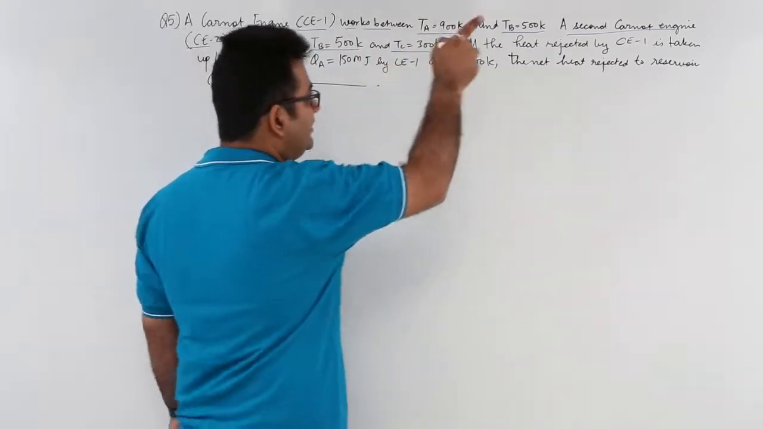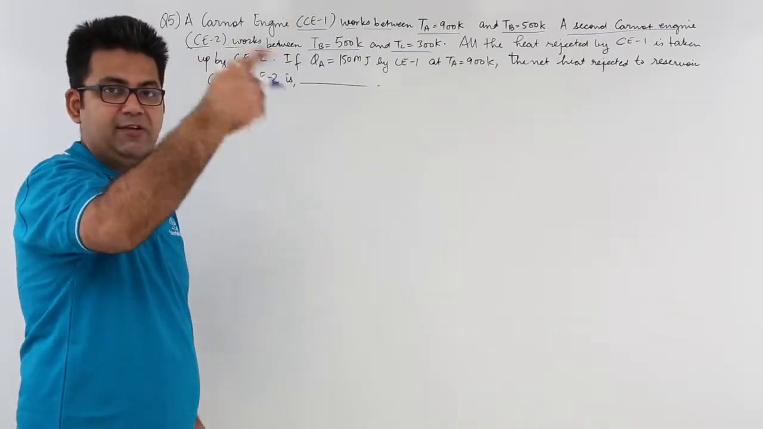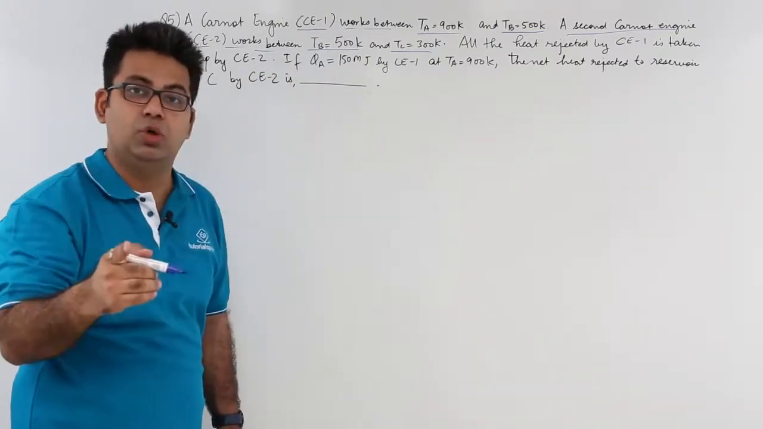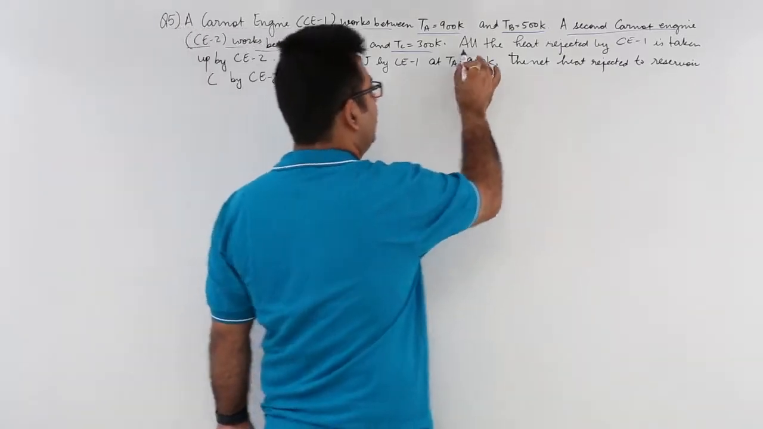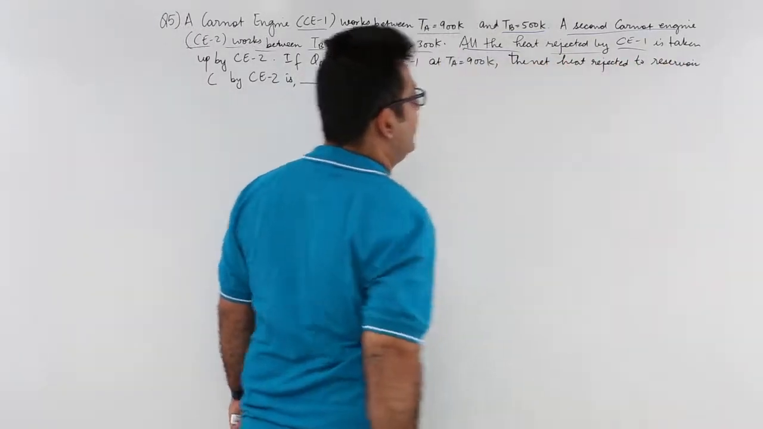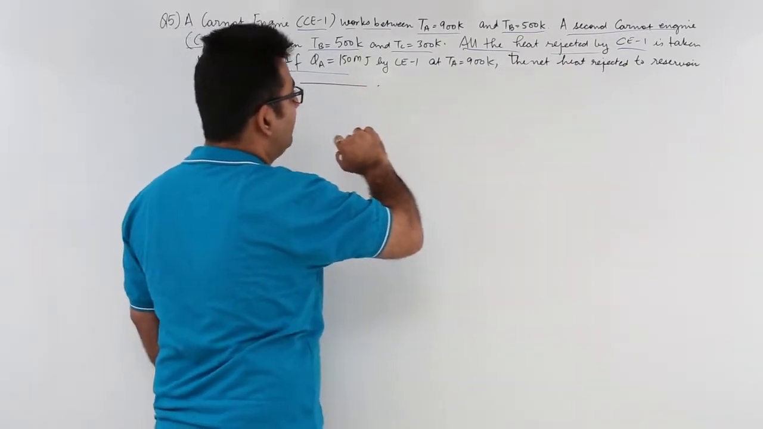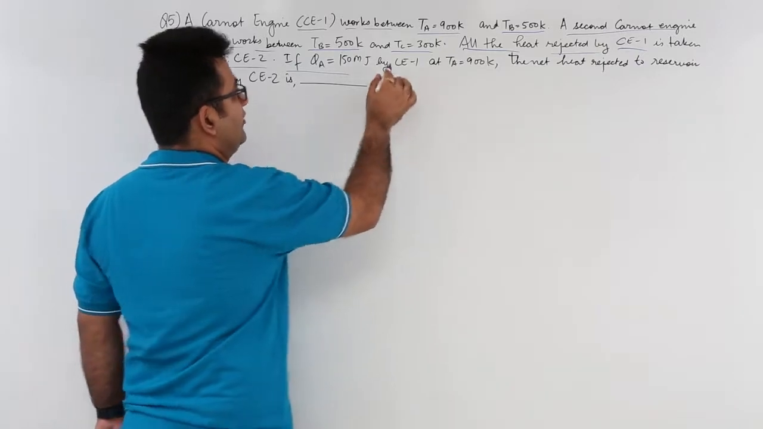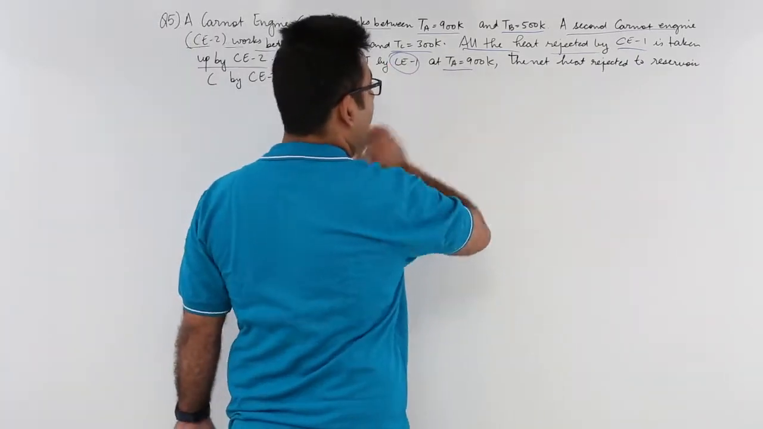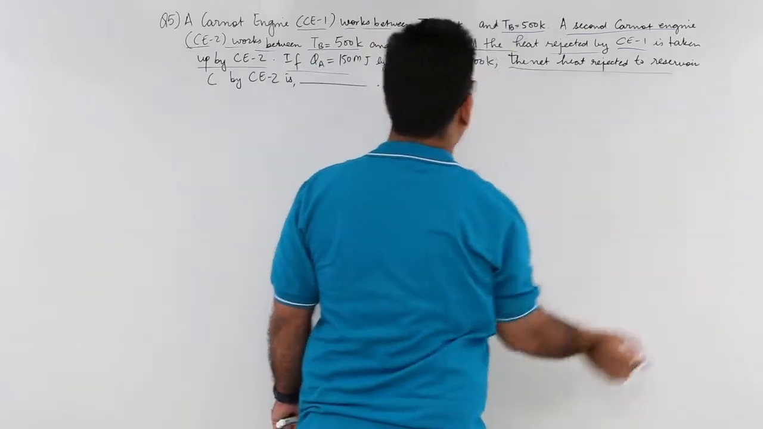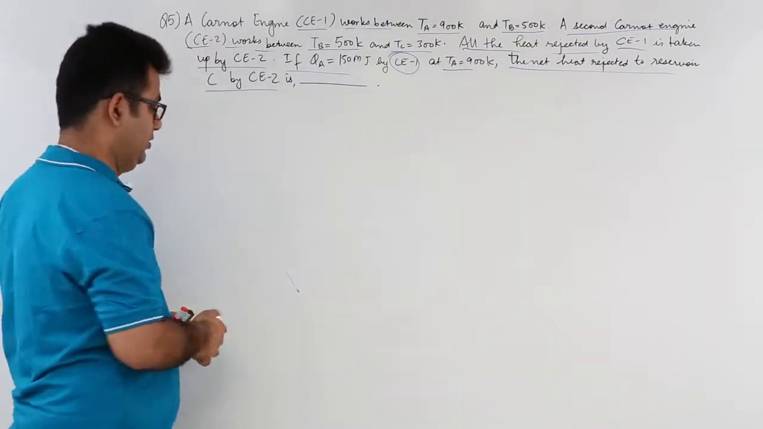So the heat sink for CE1, as per the statement, becomes the heat source for CE2. All the heat which is rejected by CE1 is taken by CE2. If QA is 150 megajoules, which is taken up by CE1 at 900 Kelvin, the net heat rejected to reservoir C by CE2 is how much?